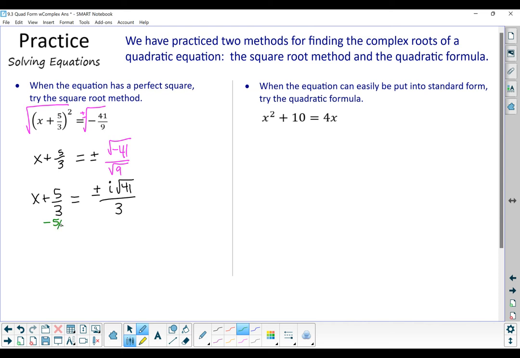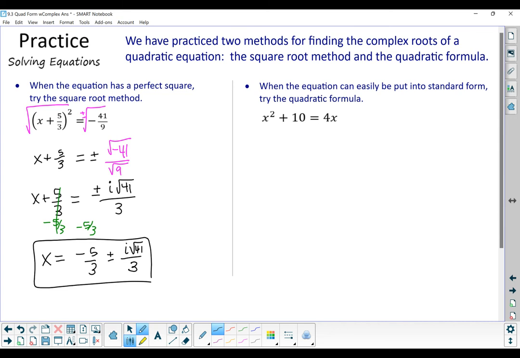So our last step is to subtract 5/3. And we're subtracting the real number 5/3, so I'm going to put it in front because we like our real part to come first, plus or minus i root 41 over 3. So that's our answer. That's the square root method, for situations where you have your binomial squared and no other additional x's in the equation. You may have some other steps like adding and subtracting before you take your root, but eventually you'll take the root plus or minus.